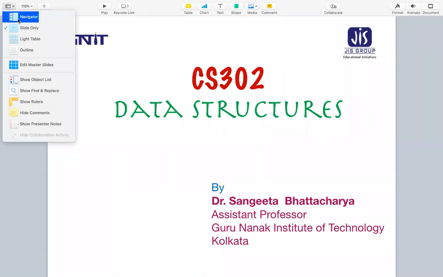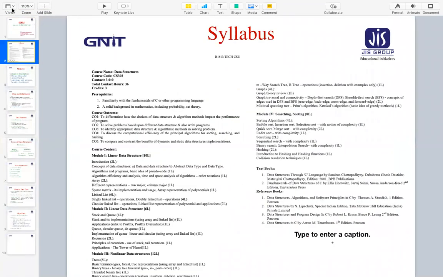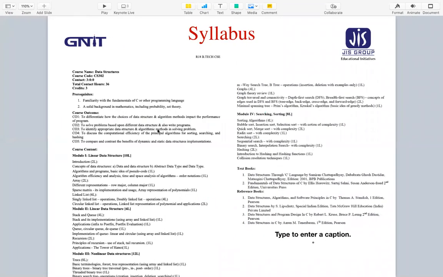Now, I am going to my next slide, and in it I am going to introduce first the syllabus of data structures. The prerequisites for this subject are mainly two things: programming knowledge of a programming language and a background in mathematical concepts of probability and set theory. In total, there are four modules, and the textbooks and the reference books are given in the syllabus so that you can refer to any of them.